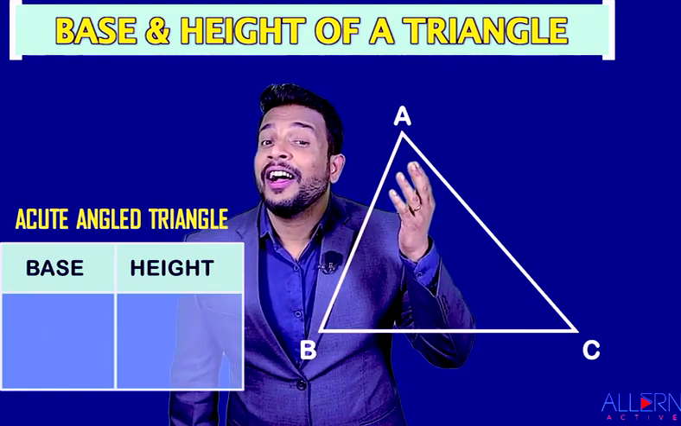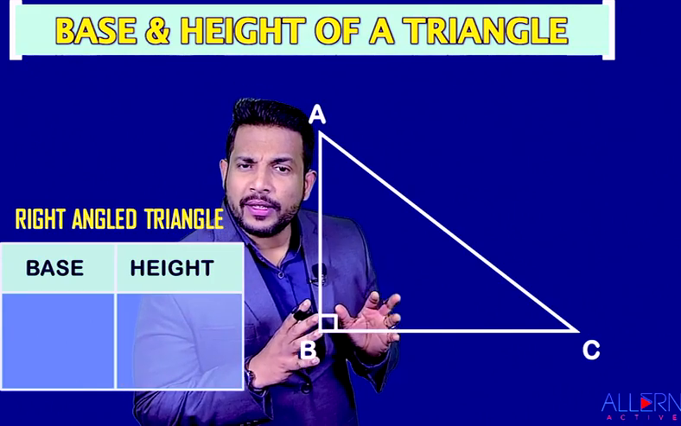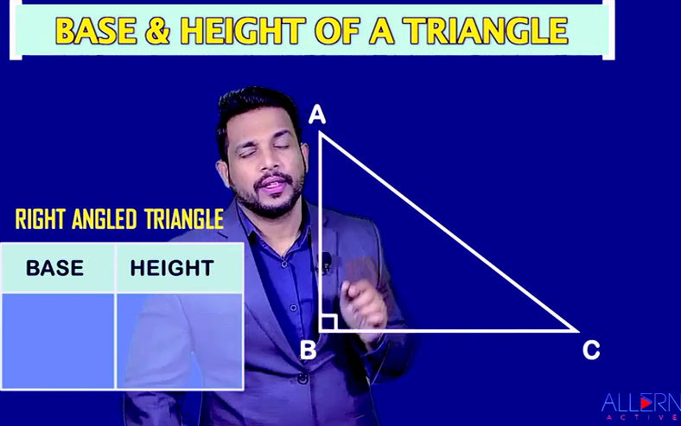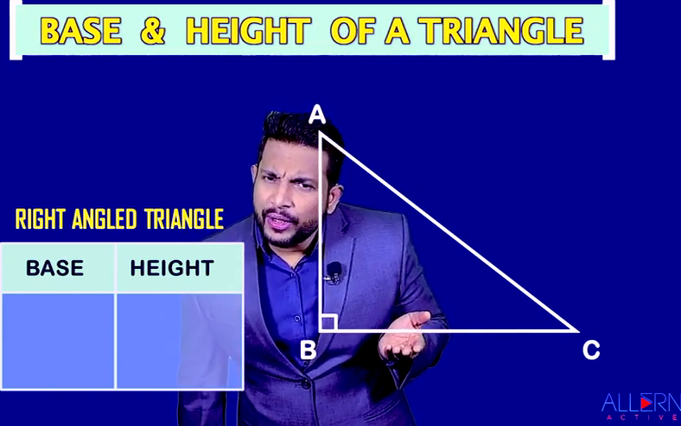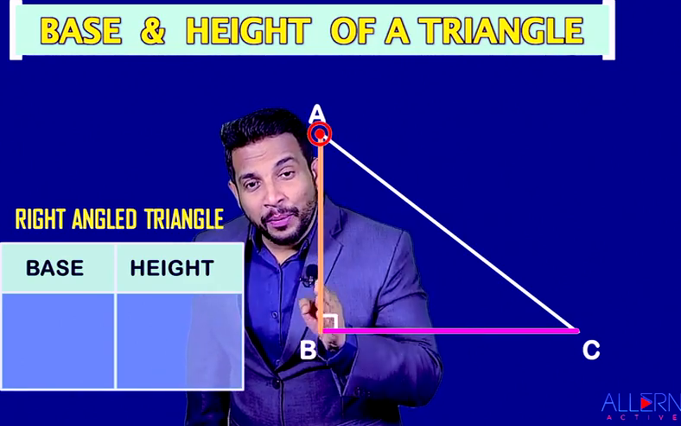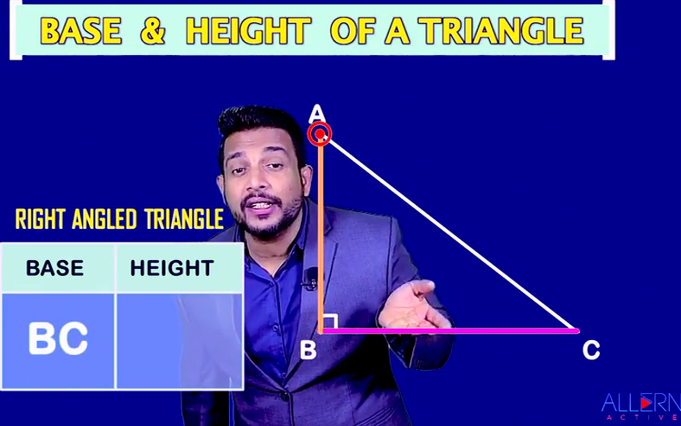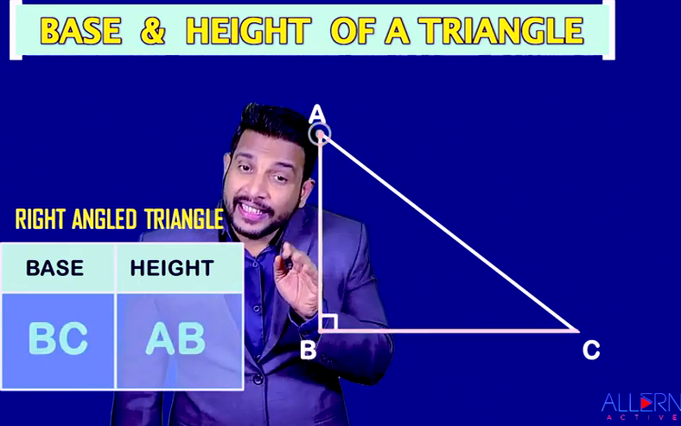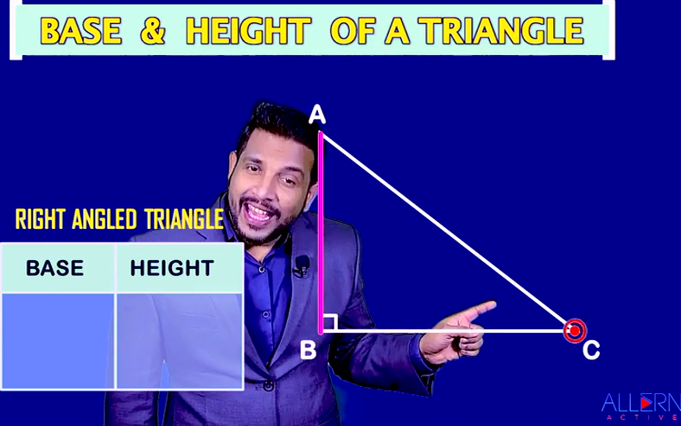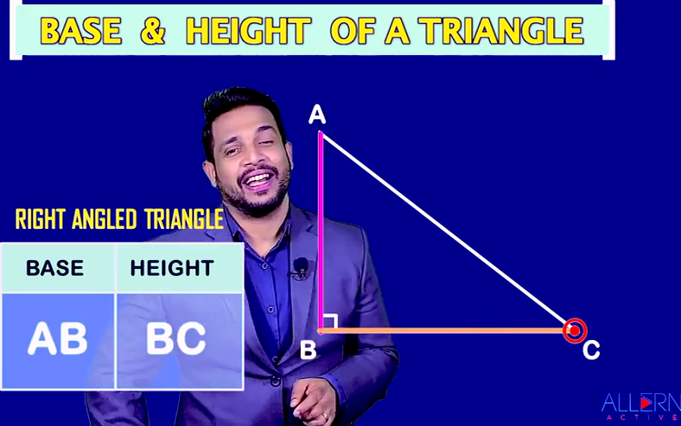Let's consider another triangle, a right angle triangle. Observe this right angle triangle. What's the base? AB, BC? Yes, any side can be the base. If I consider BC to be the base, the height will be from A, and that height is already present because the perpendicular is already there. So BC is the base and its corresponding height is AB. In the same way, if I consider AB as the base, its height is dropped from C, so AB is the base and BC is the height.